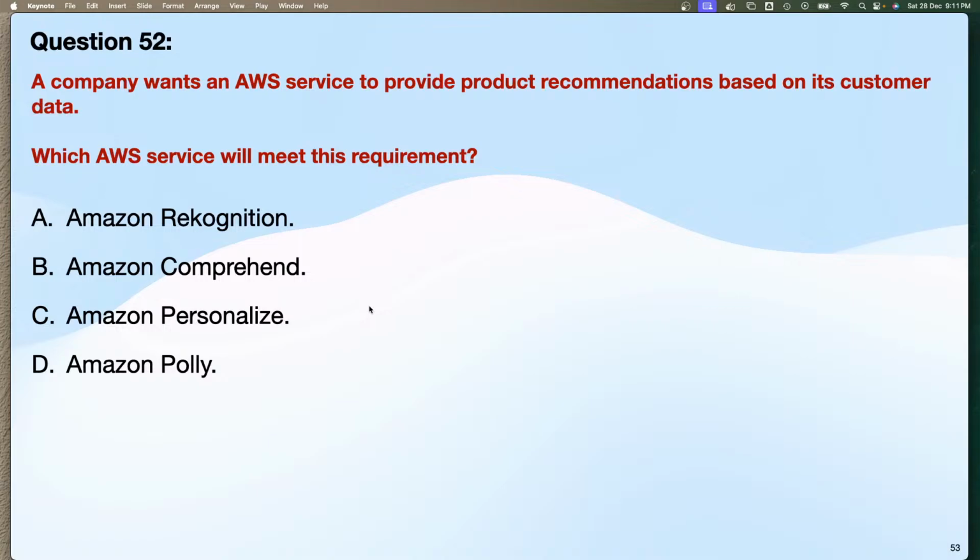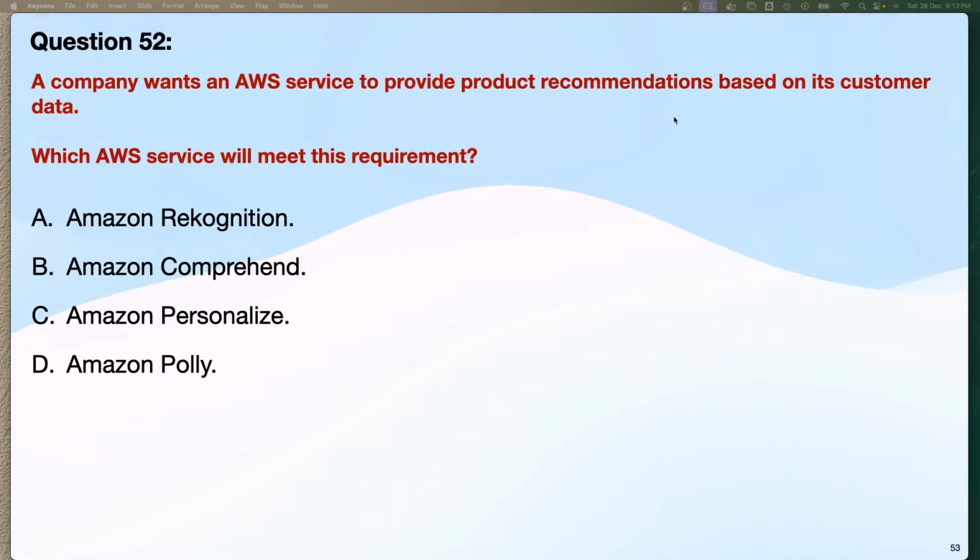52. A company wants an AWS service to provide product recommendations based on its customer data. We discussed this in our video course, the machine learning services. They are trying to identify whether you have knowledge of which machine learning service is meant for what purpose. Amazon Rekognition is for face recognition and image processing. Amazon Comprehend is for sentiment analysis, summarization or classification of a corpus of data. What they are asking here is recommendations.